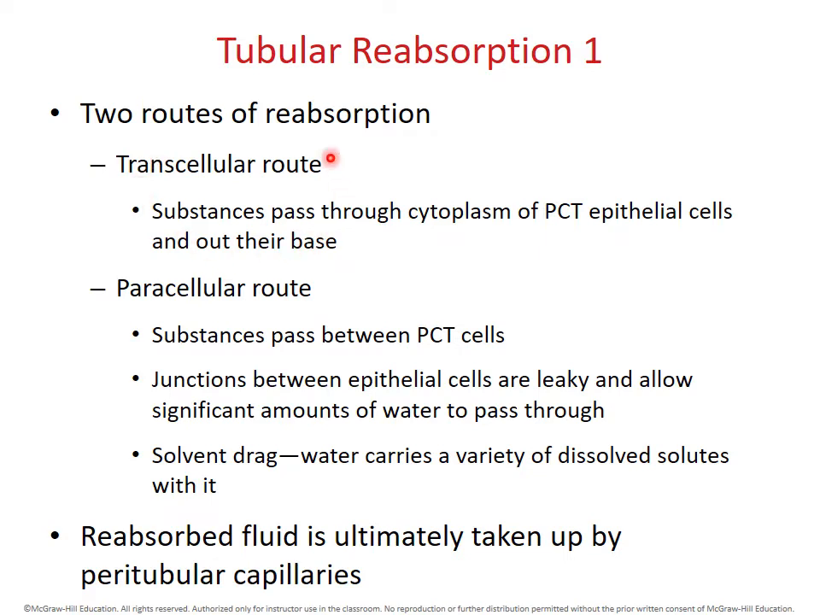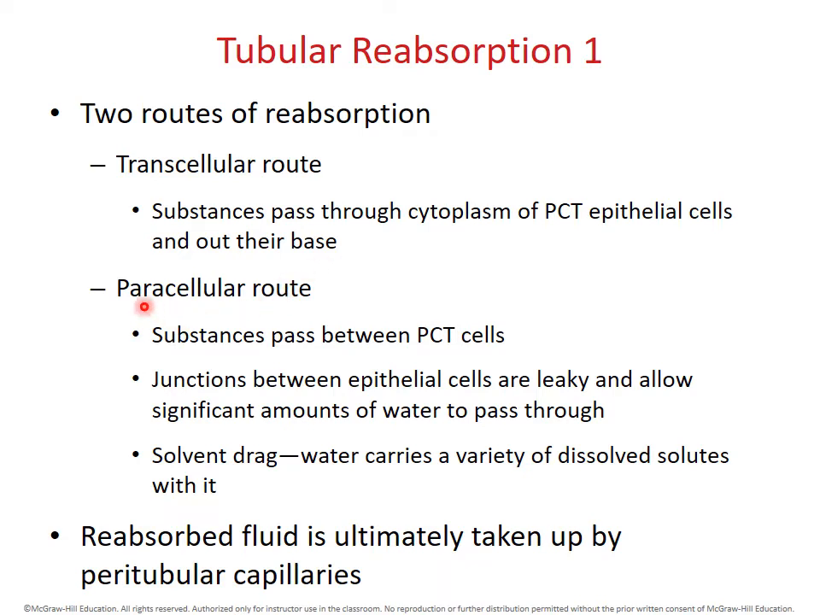This is the route that is somewhat selective, of course, because anytime you pass through a membrane, you have to deal with the selective permeability of that membrane. And this is the route that would be involved in any kind of active transport, because remember, active transport is carried out by energy-dependent transport molecules that are embedded in cell membranes.